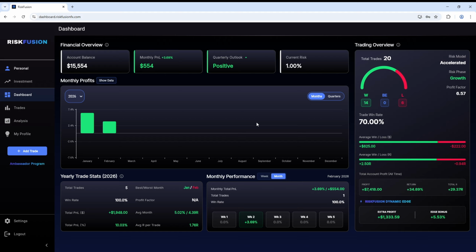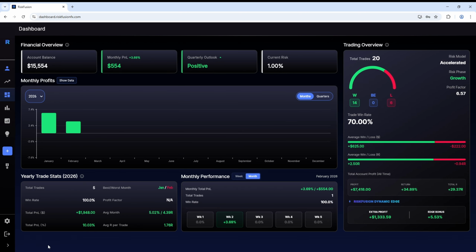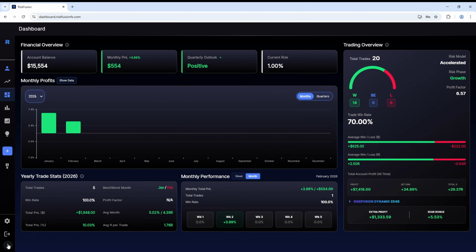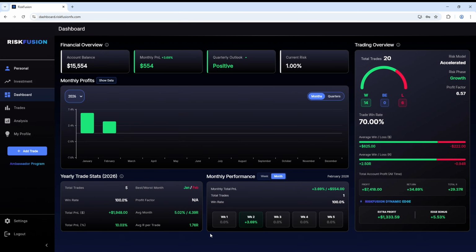So that's the main things for the dashboard. Of course, if you do want a little bit more space, you can simply shrink that down. Okay, gives you a little bit more space on the dashboard. And we do have the eye icons in here. If you did want a bit more information, okay, it will just explain to you in a little bit more detail about each section. So that's pretty much everything for the dashboard page. Okay, and now we're going to move on to the trades page.